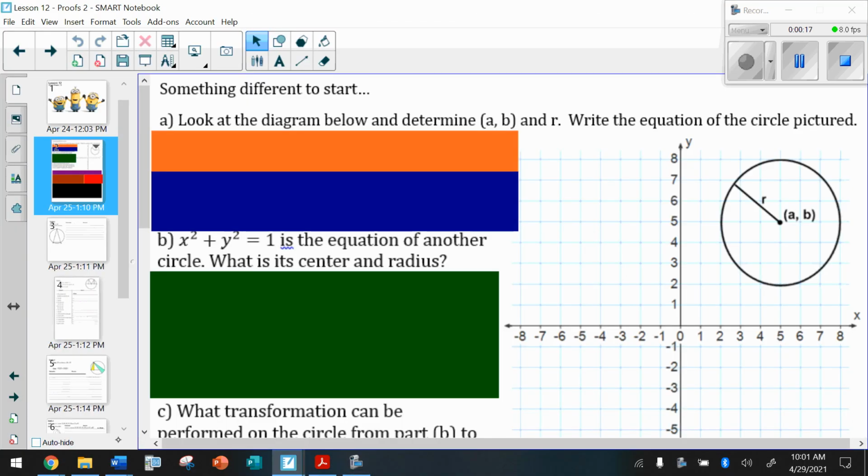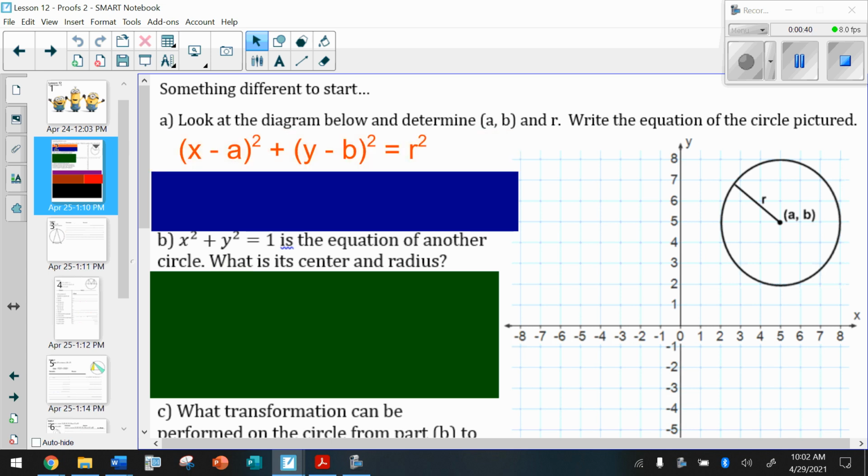Look at the diagram, and I want you to figure out the coordinates for the center point of the given circle and the length of the radius for the given circle. And once you have those values determined, please write the equation of the circle that's in that diagram. You probably won't take too long to do this, so I'll talk for a couple seconds while you're figuring out your center point is at 5, 5, and that your radius is 3.